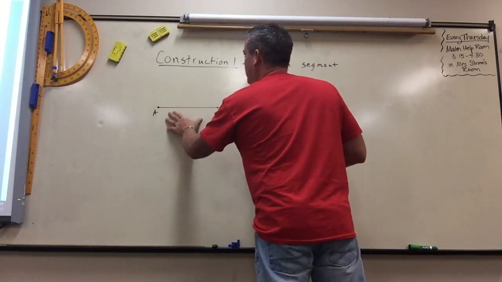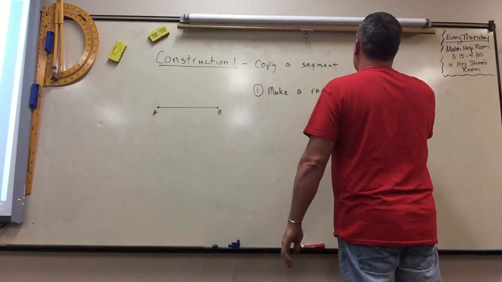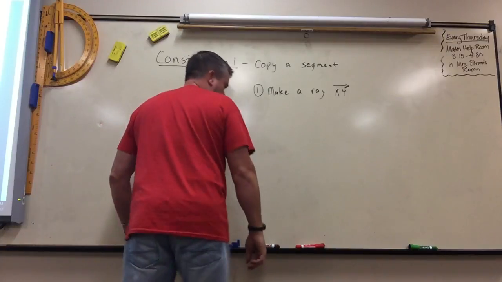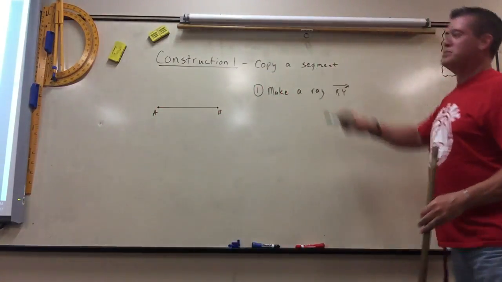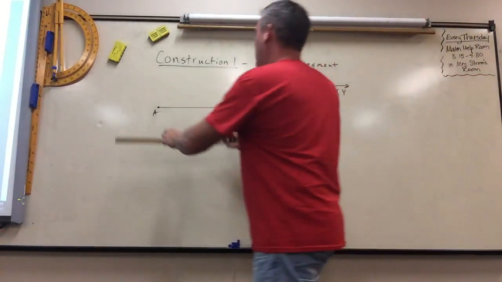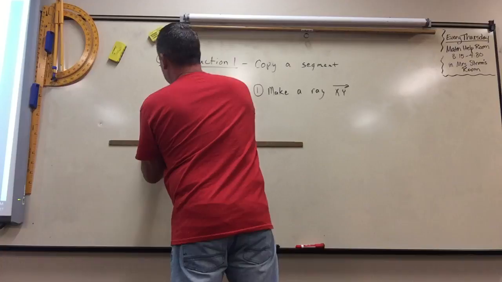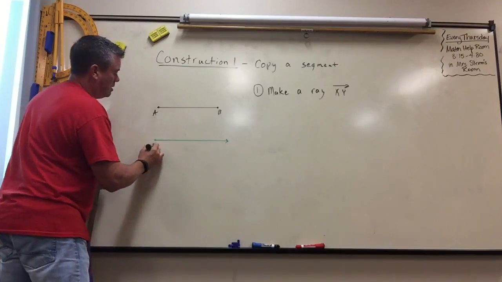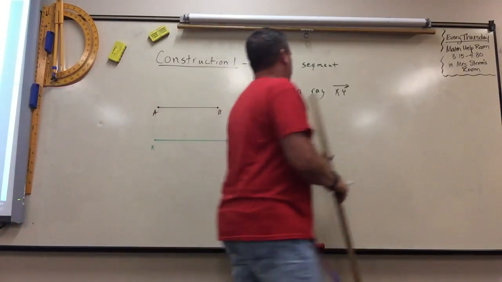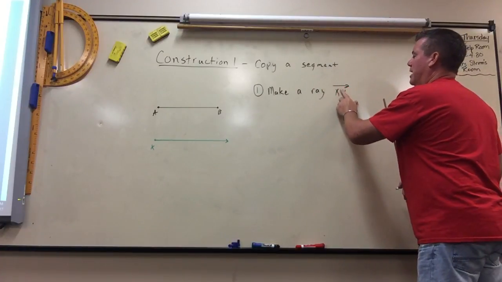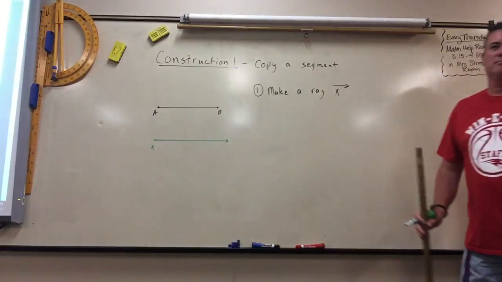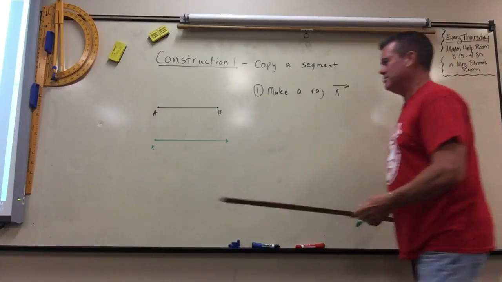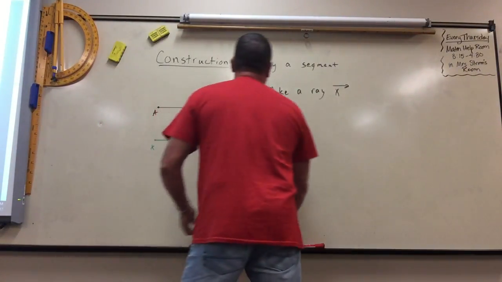This is given to you. You're starting off with a segment. So the first step on doing this, copying a segment, is to make a ray X, Y. We don't need to put Y on there. We'll just say make ray X, because we don't need another point on there yet.